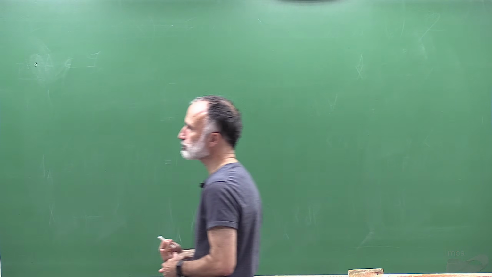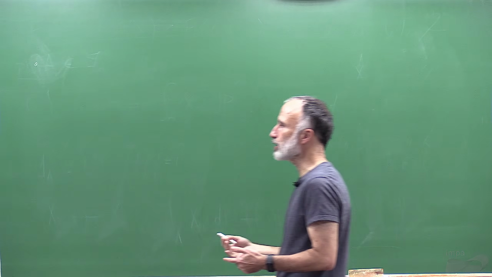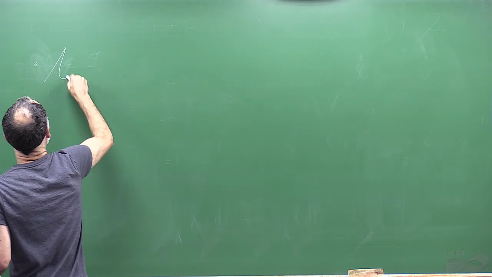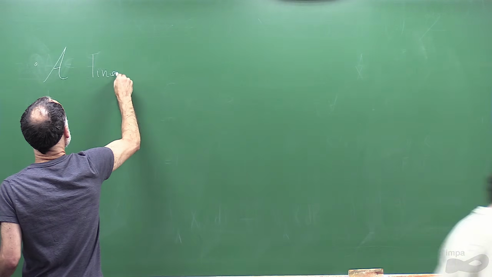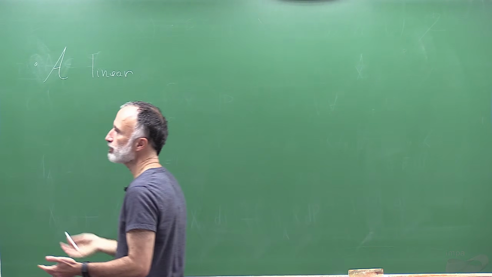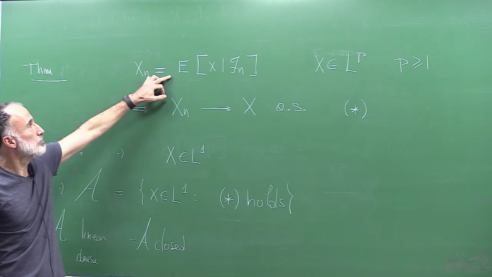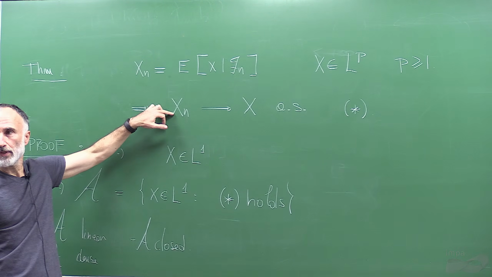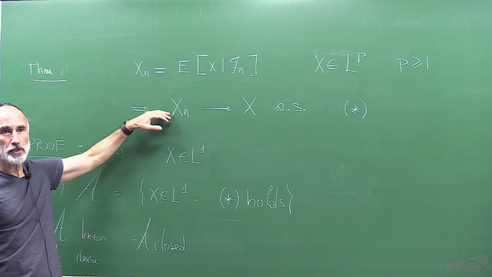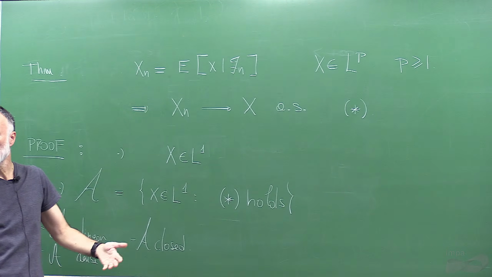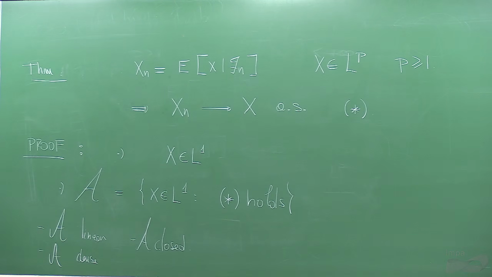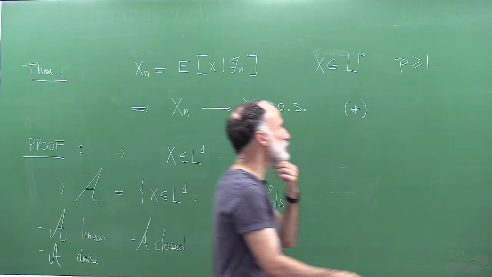So, linear is obvious. If you have x and y in A, so you know that xn, this martingale that you construct in this way, converges almost surely. You do the same for yn, you take the sum, and it also converges. So linearity is easy. Now, how do you prove that it's dense?